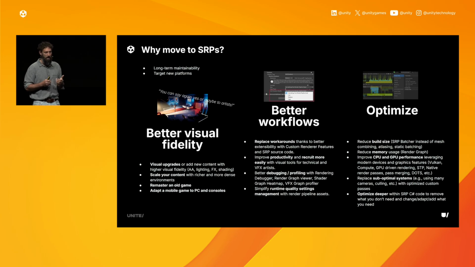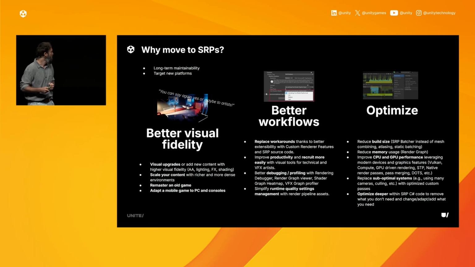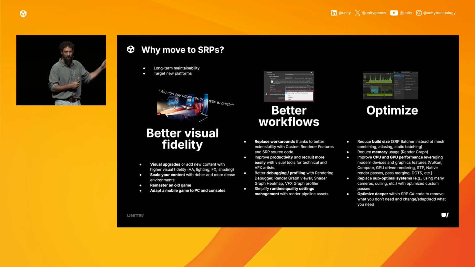Improving debugging and optimizations. So we have tons of tools for this in the render pipelines, specifically the rendering debugger. I go fast because we will see them in the demos after. And also simplify the quality settings. With the SRP assets, you can really simplify your management of quality levels. And finally, being able to optimize. It's the longest slide of the presentation.